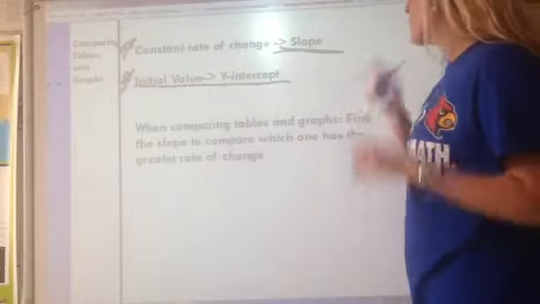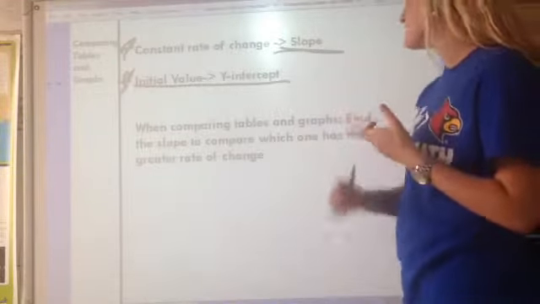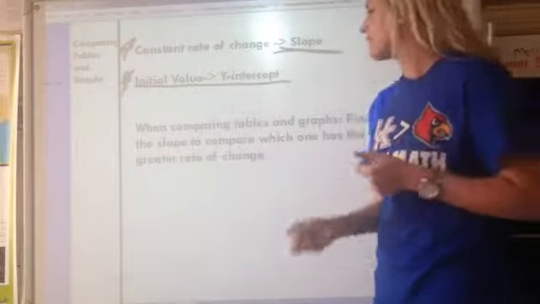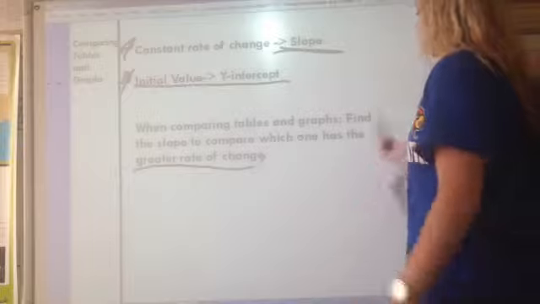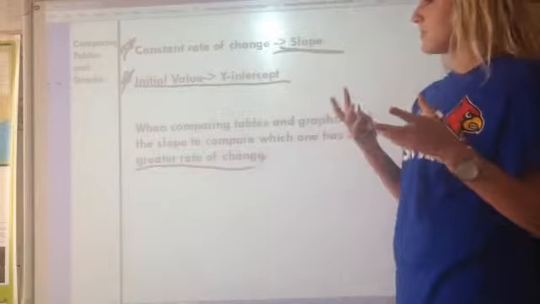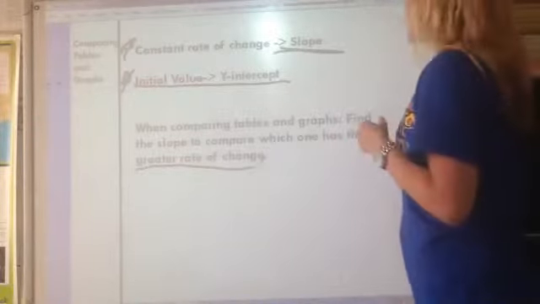All right, so when comparing tables and graphs, find the slope to compare which one has the greater rate of change. So we're interested in which one has the larger slope, which will tell me that that has a greater rate of change. Let's go ahead and jump into an example.